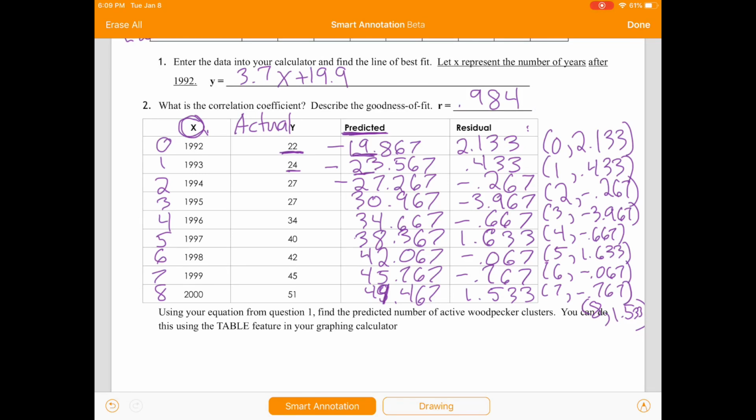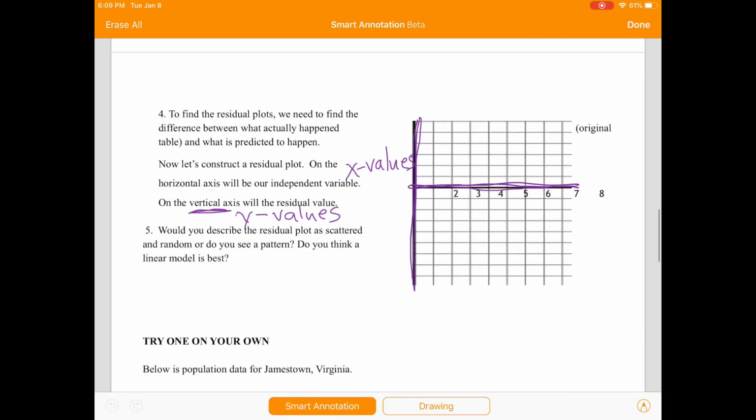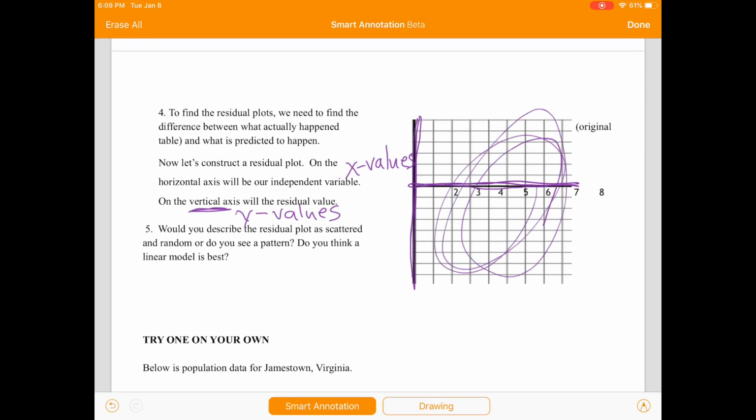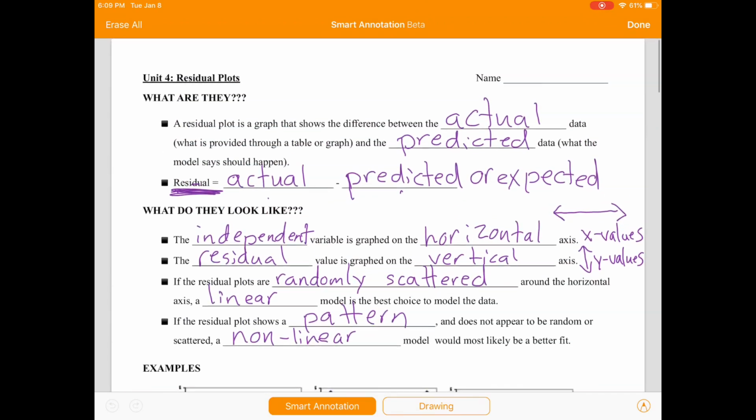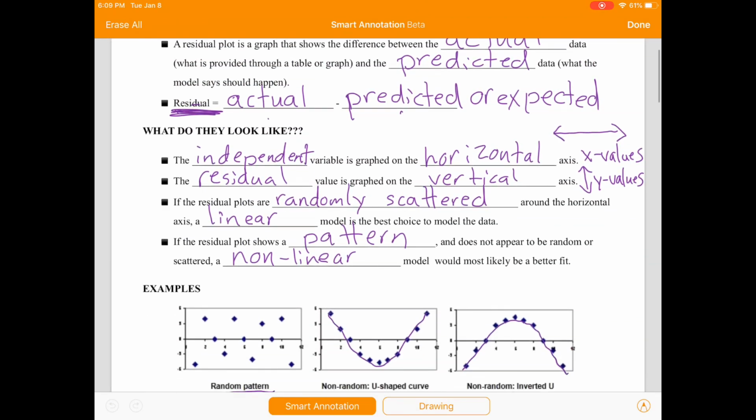So once we have all of these ordered pairs, that is what you will graph in this graph that is on your sheet of paper. So once you graph it, you are answering, would you describe the residual plot as scattered and random, or do you actually see a pattern? And then once you determine if there's a pattern or not, whether the line of best fit would be linear or nonlinear. And that's where you go back to the first part to figure out if it's linear or nonlinear.